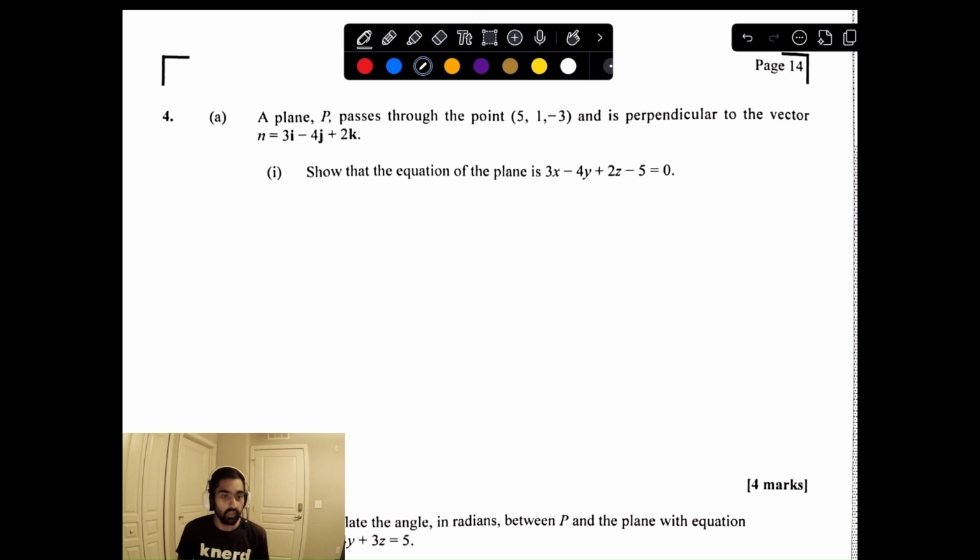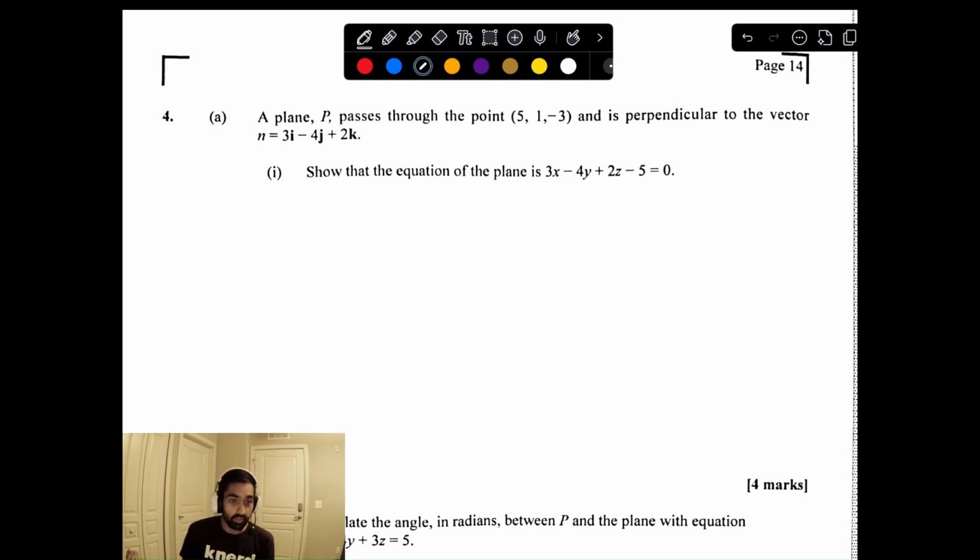In this video, we're going to look at question 4 of CAPE 2024 Pure Maths Unit 1. Part A reads, a plane P passes through the point (5, 1, minus 3) and it's perpendicular to the vector n, which is 3i minus 4j plus 2k. And we're asked to find the equation of the plane.